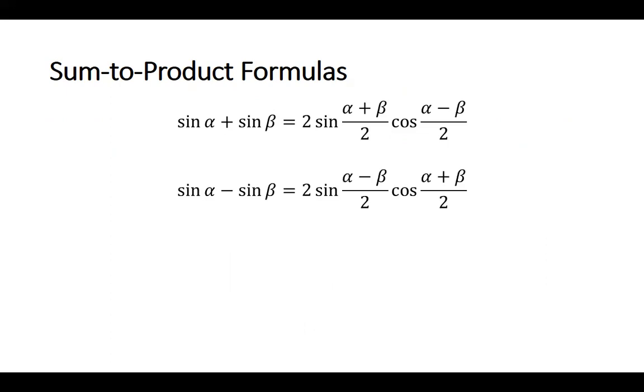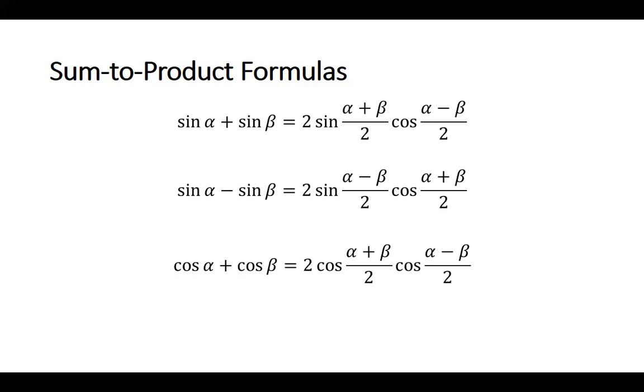Well, let's go to sum to product formulas. So now we're going to start with the sum of two trigonometric functions and turn it into the product of two trigonometric functions. So sine of alpha plus sine of beta is equal to 2 times the sine of alpha plus beta over 2 times the cosine of alpha minus beta over 2. Sine of alpha minus sine of beta is equal to 2 times the sine of alpha minus beta over 2 times the cosine of alpha plus beta over 2.